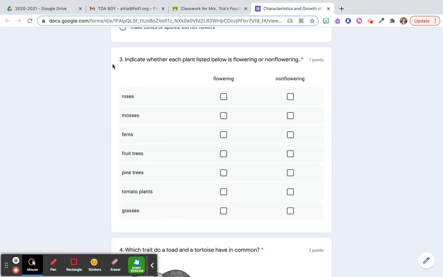Number 3, indicate whether each plant listed below is flowering or non-flowering. So up here you have your choices, flowering or non-flowering. And our plants are roses, mosses, ferns, fruit trees, pine trees, tomato plants, and grasses.